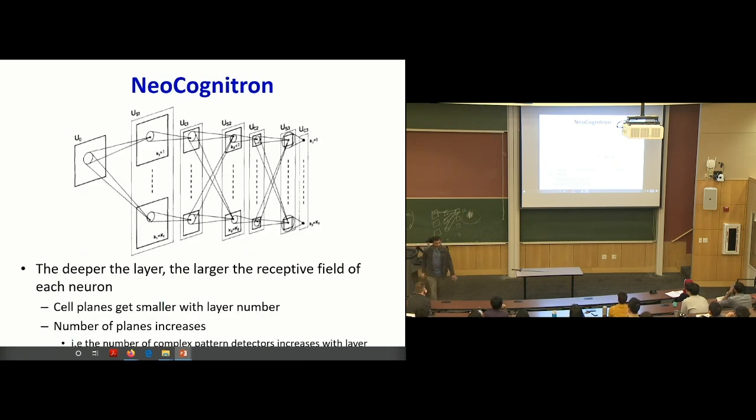So what happens here? The first layer only looks at the retina. Subsequent layers look at the outputs of the previous layers. As you go deeper, each layer is forming more and more complex patterns that it's looking for. And as the depth of the layer increases, the complexity of the pattern it's looking for keeps increasing.